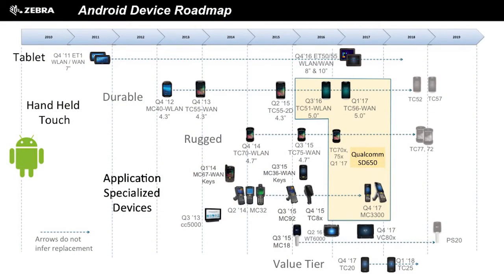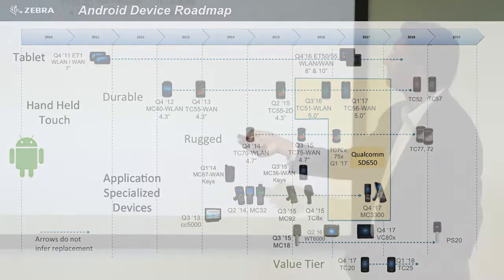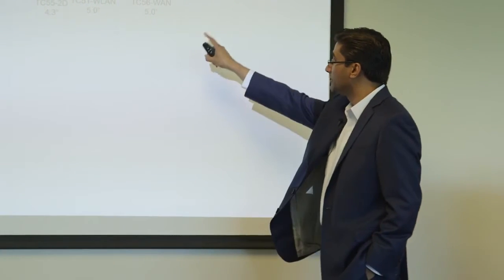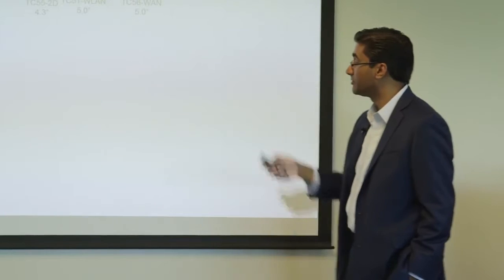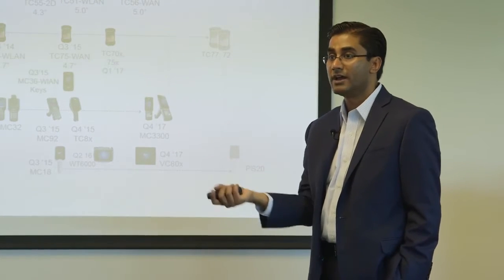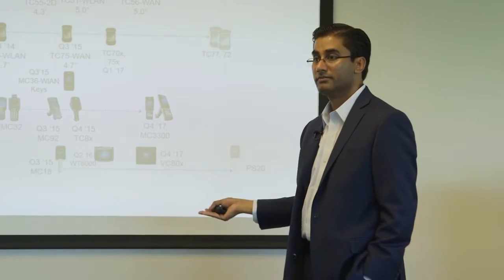By the way, if we look at Zebra's device roadmap, we started out with the very first tablet in 2011 on Android, and then we moved towards our handheld devices with MC40 and TC55, and now with TC56, 57 and 52, that will come about. But we're also extending the portfolio of Android into all of our other devices.